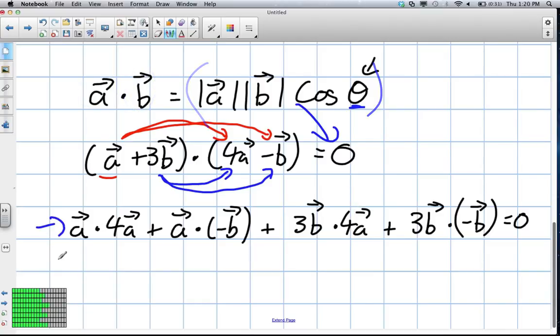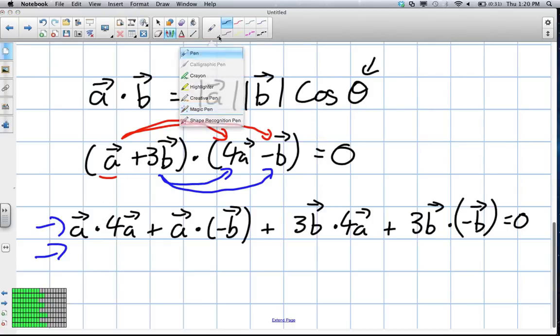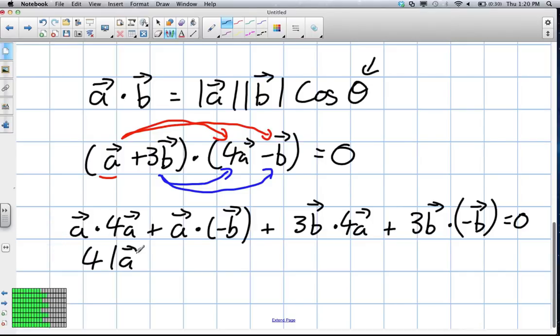So the next step here will be to simplify what we have. Well, 4 times vector A dot A is going to be 4 times vector A squared. Right? The two A's multiplied by each other is the same as the magnitude squared. A times B is essentially going to be negative AB in this question.